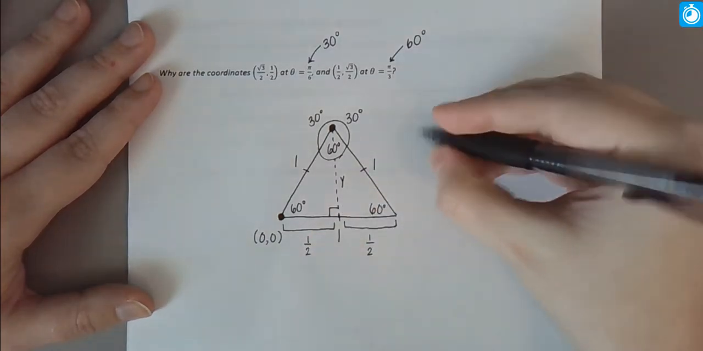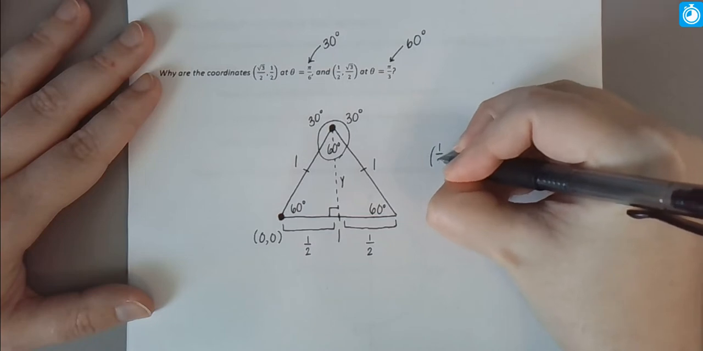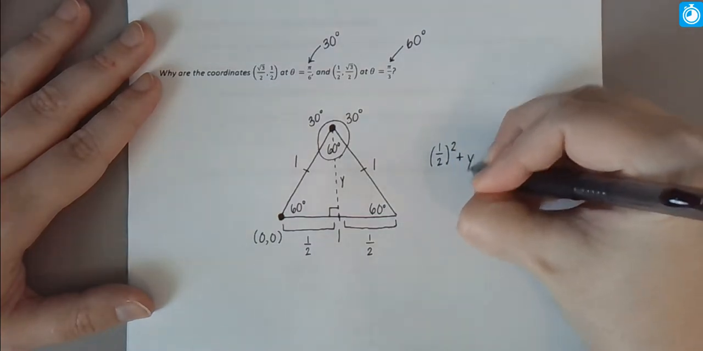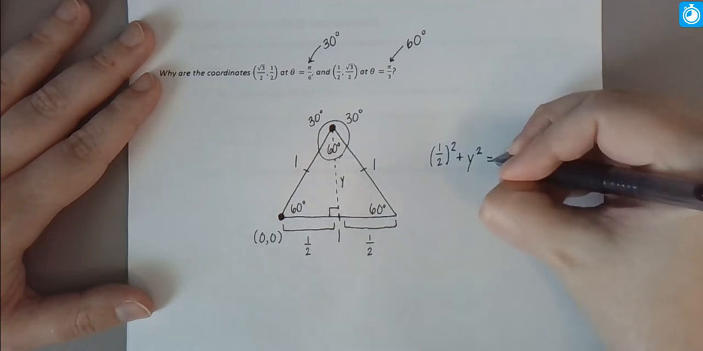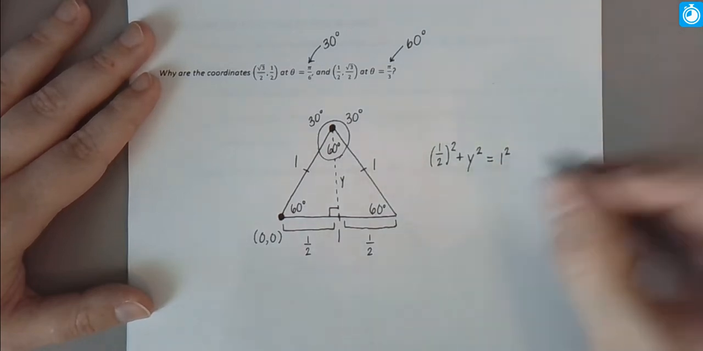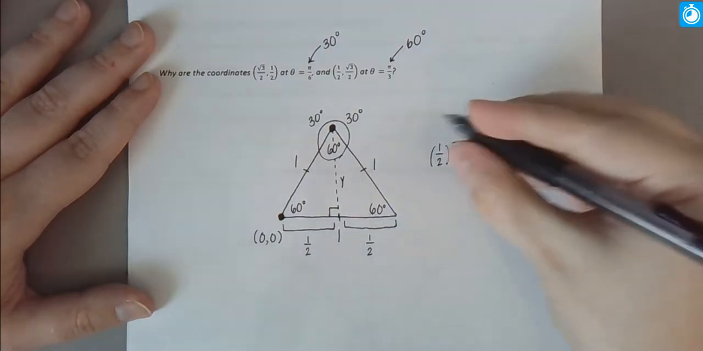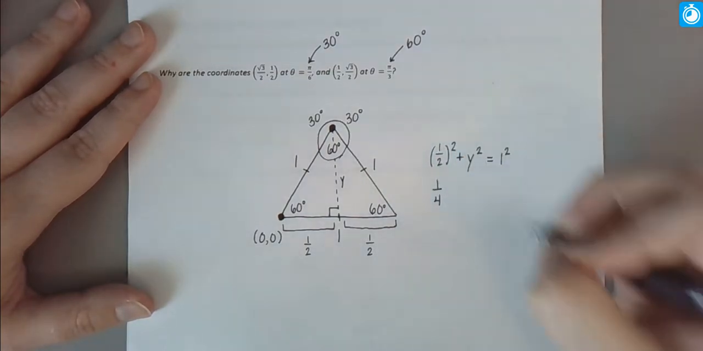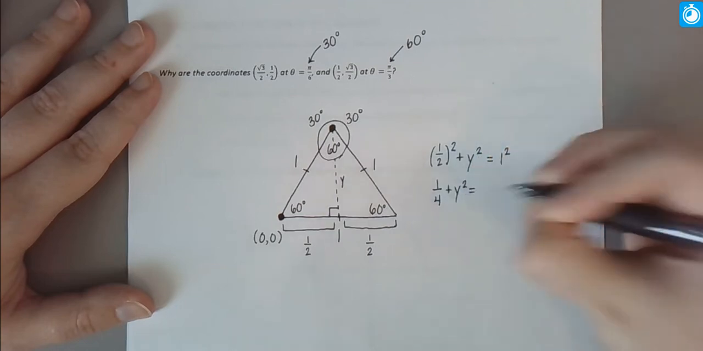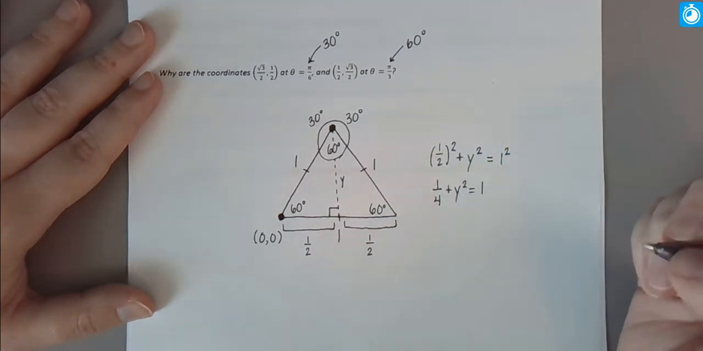So based on the Pythagorean theorem, we have x squared, which is going to be 1/2 squared, plus y squared is equal to our hypotenuse squared, which is going to be 1 squared, again, because we're in the unit circle. So 1/2 squared is going to be 1/4. So we have 1/4 plus y squared is equal to 1 squared, which is going to be 1.